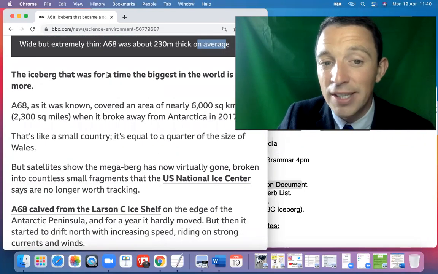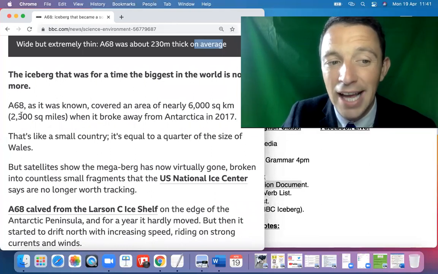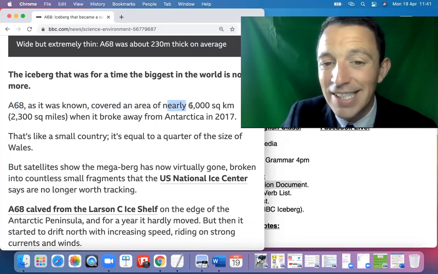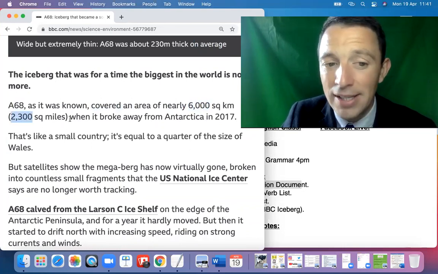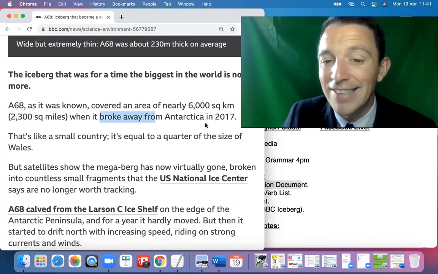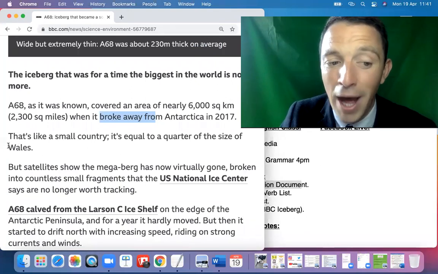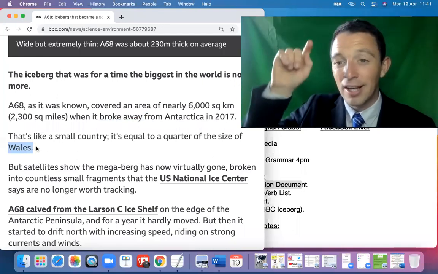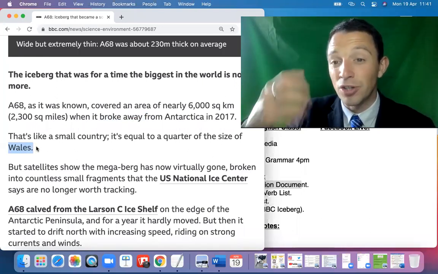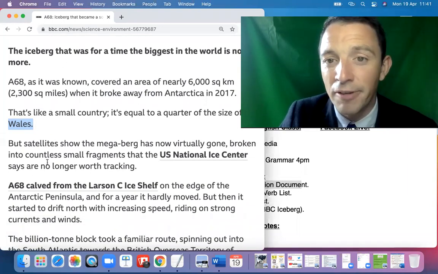The iceberg that was for a time the biggest in the world is no more. Okay, that's the first sentence. A68, as it was known, covered an area of nearly 6,000 square kilometers, okay, 2,300 square miles, when it broke away from Antarctica in 2017. That's like a small country. It's equal to a quarter of the size of Wales. Wales in Spanish is Gales. Okay, so you have England, Scotland, Northern Ireland, Ireland, Wales. So it's another country. It's a small country, but it is very important for geography, of course.